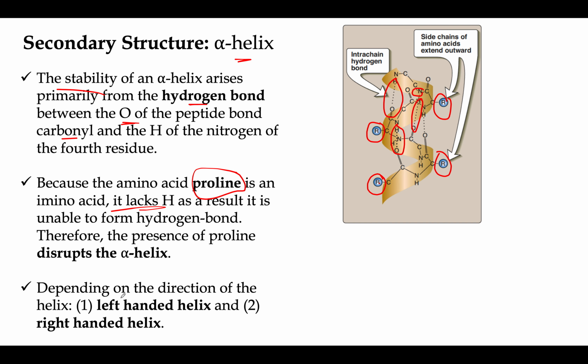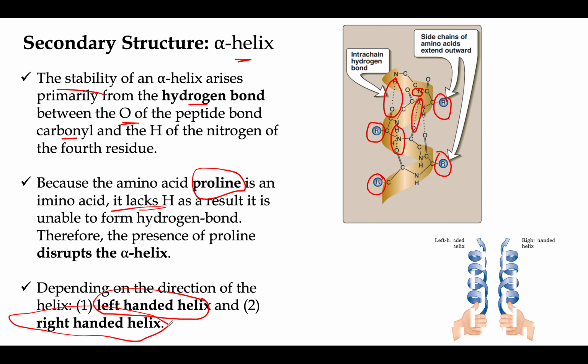Depending on the direction of the helix, there are two types of helix: left-handed alpha helix and right-handed alpha helix. I will talk about this more in the in-class sessions, but for the left-handed and right-handed alpha helix, you have to just use your right and left hand, and the direction of the thumb points to the direction of the helix. And the fingers, when you coil your palm, point towards the direction of the coil. This we will talk about in the in-class session in a bit more detail. But depending on the direction, you have a left-handed helix and a right-handed helix.